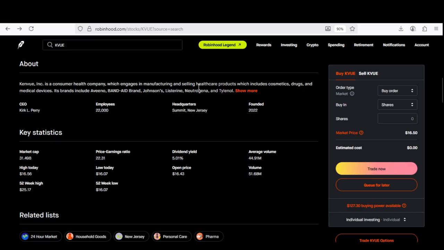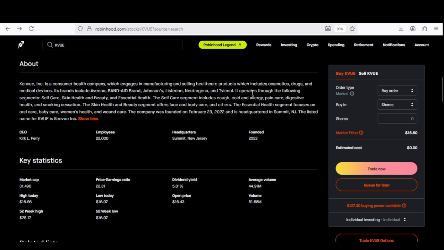Okay, so here we are on the about section, and the about section I think is really, really important. So I'm going to show you right now. As it says here, KENVUE Inc. is a consumer health company which engages in the manufacturing and selling of healthcare products, which includes cosmetics, drugs, and medical devices. Its brands include not only Aveeno, but Band-Aid brands, Johnson's, Listerine, Neutrogena, and most importantly, Tylenol.